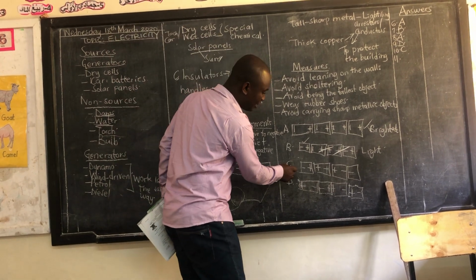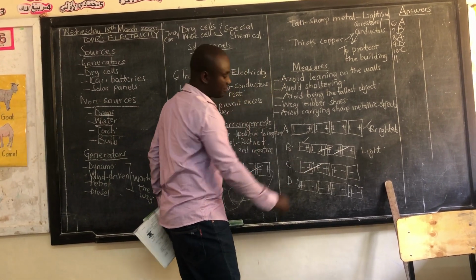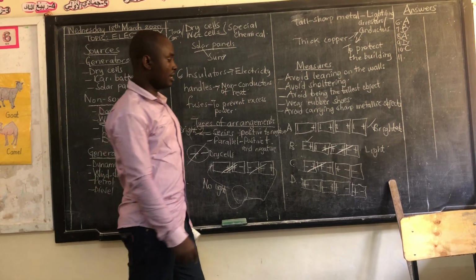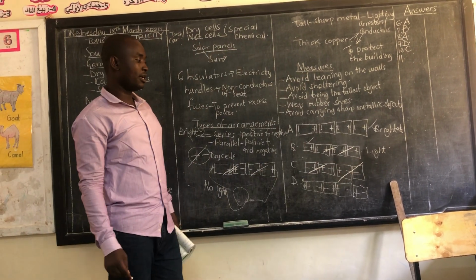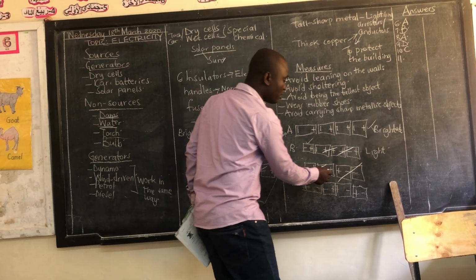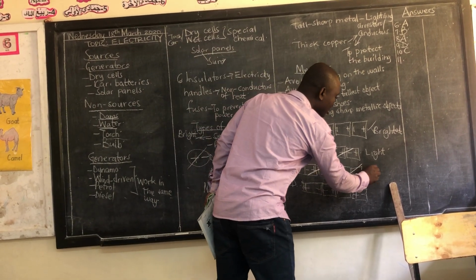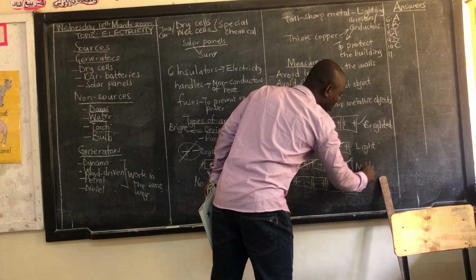If you move to C, we have positive and positive cancel each other. Then here, negative and negative cancel each other. We have remained with no dry cell. And therefore, this one will not light.